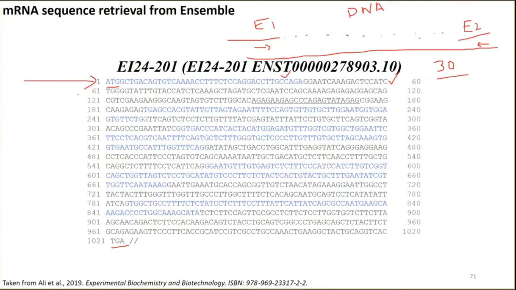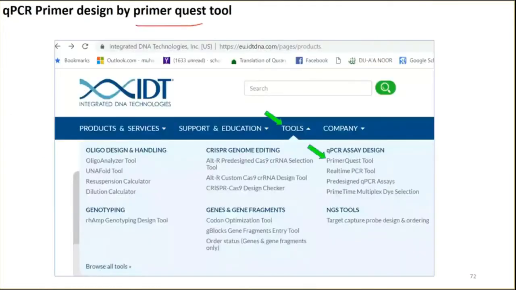Okay, but we are not going to design these primers manually because today we are talking about the tools for the designing of primers. We already noted the NM number from the Ensembl. So now we are going to the PrimerQuest freeware online software. We search for the PrimerQuest software, and this is the PrimerQuest. This is the IDT website, and you can see here. You can click on the tools and then you can click on the PrimerQuest tool.